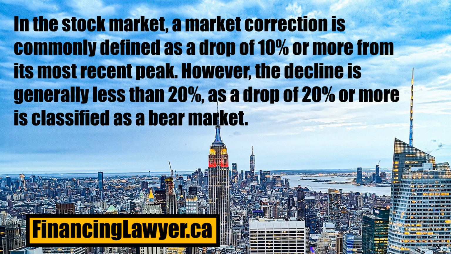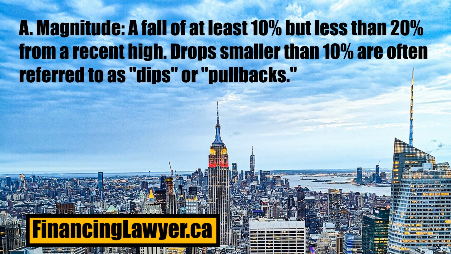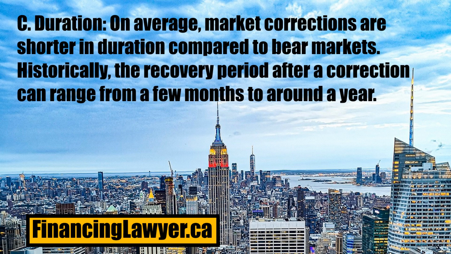a bear market. The key aspects of a market correction can be identified as A. Magnitude. A fall of at least 10% but less than 20% from a recent high. Drops smaller than 10% are often referred to as dips or pullbacks. B. Speed. Corrections tend to be relatively rapid and can occur over a few days, weeks, or a couple of months. They are often sharper than bear markets. C. Duration. On average, market corrections are shorter in duration compared to bear markets. Historically, the recovery period after a correction can range from a few months to around a year.